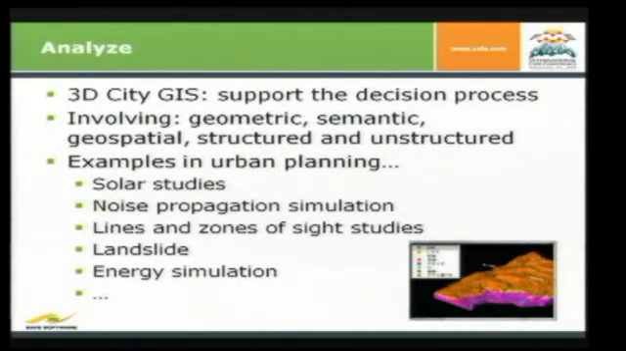And the analysis, for example, support the decision process. It involves geometric and semantics exchange, structured data and unstructured data. So there is well-structured database kind of things, or DGN with attributes with a feature model. But there's also a lot of CAD data out there that you need to deal with. And so in urban planning, you got solar studies, noise propagation that was mentioned earlier today, line of sight, landslide analysis, energy simulation, and so on. And there's a lot of applications and more coming up in this area.